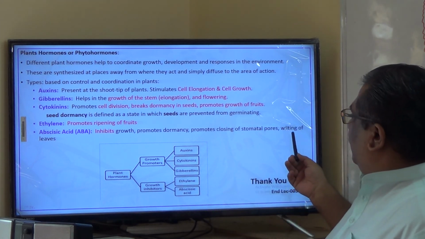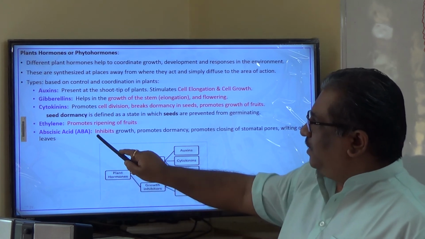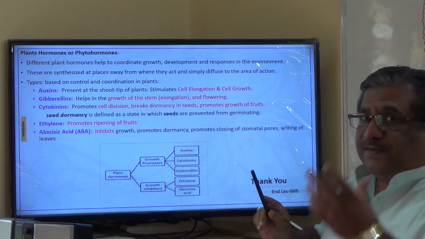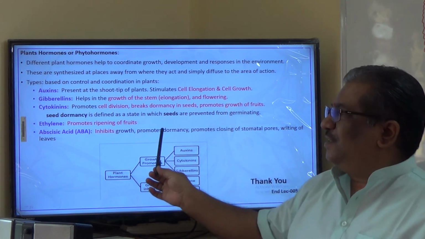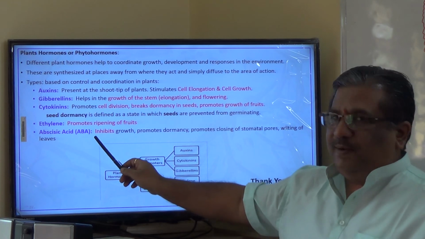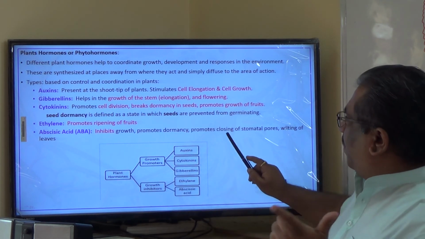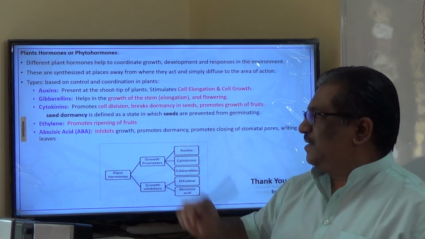Remember this, wilting of leaves is due to abscisic acid. So what are the functions? It inhibits growth, promotes dormancy, promotes closing of the stomatal pores and wilting of the leaves. All these are important functions given in your textbook. It is also called a growth inhibitor, and it promotes dormancy, promotes closing of the stomatal pores, and wilting of the leaves is caused by abscisic acid.